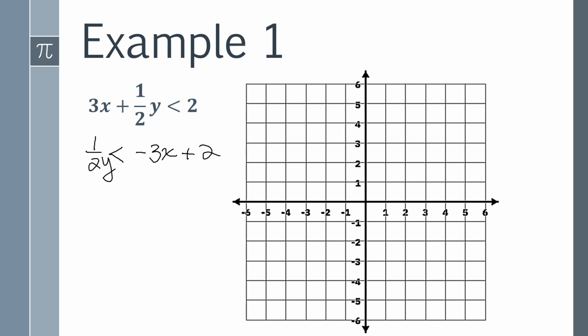Okay, so I want to get rid of that fraction. The best way to get rid of a fraction is to multiply by the reciprocal of the fraction. So I'm going to multiply both sides of this inequality by the reciprocal, which is 2.